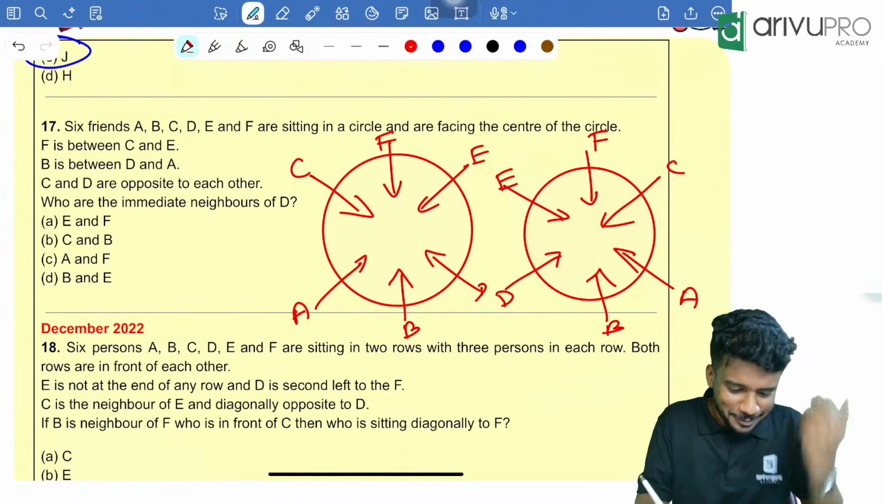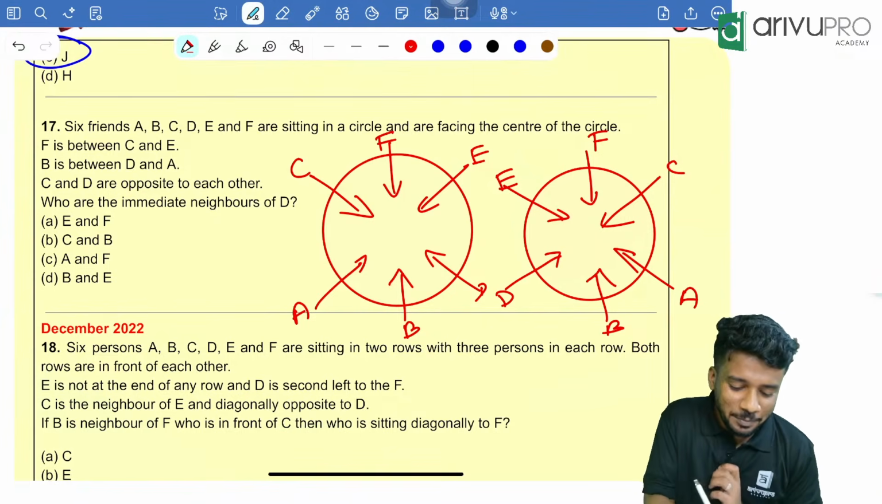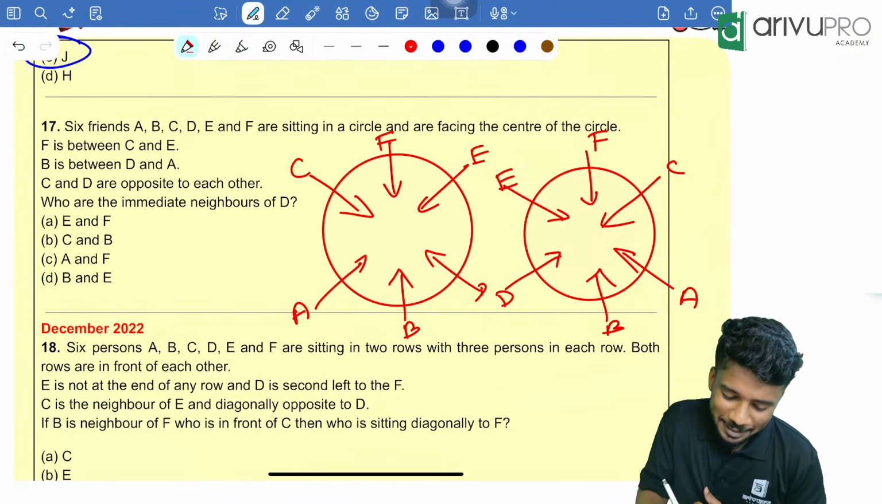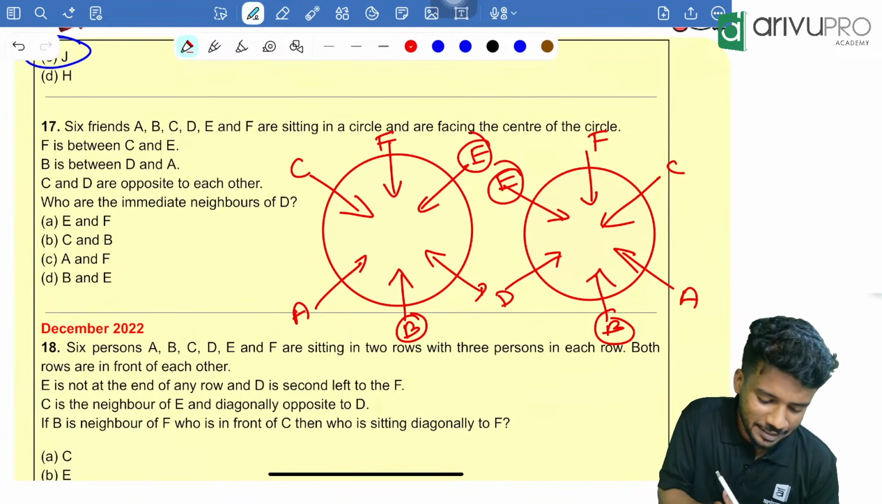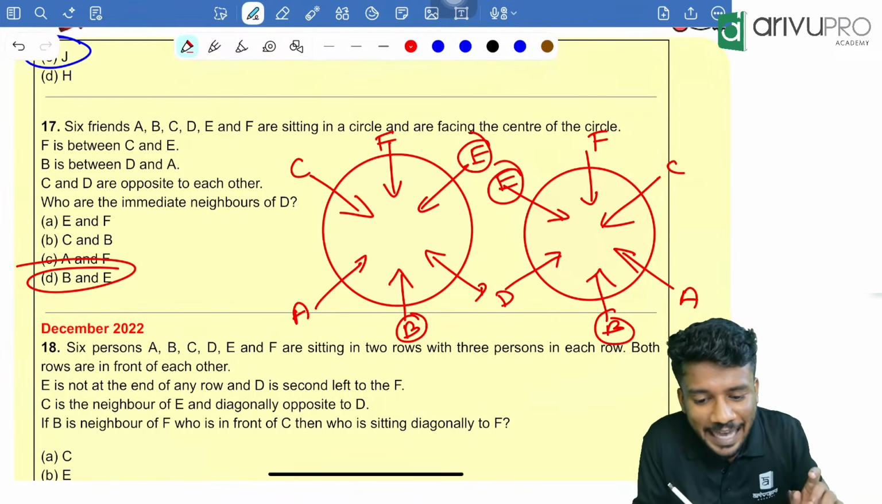Anyway, the question is not going to change. The answer is not going to change. Who are the immediate neighbors of D? B is there, E is there. The answer is B and E. Option D is the answer.